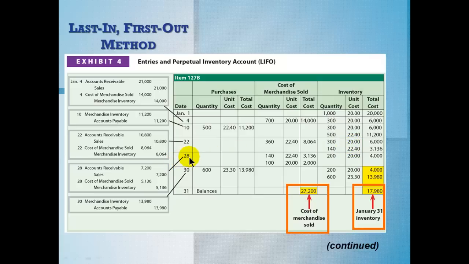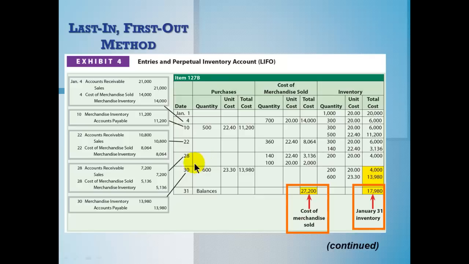Now we have a sale of 240 units on the 28th. Where do I get these from under a cost flow assumption? Now under LIFO, I'm going to take the most recent items. The most recent layer I have is these 140 units at $22.40. So that's what I'm doing here, taking all of those 140 at $22.40. Now I sold 240 units, so the other 100 are going to dip into the layer I had, the 300 units at $20.